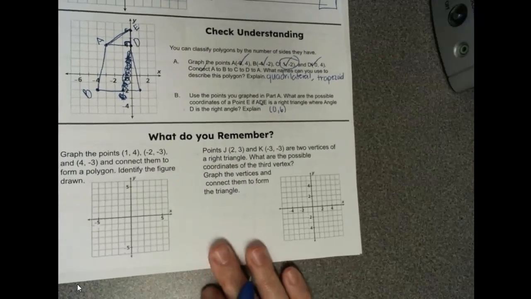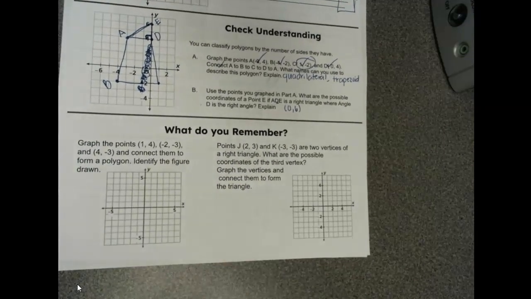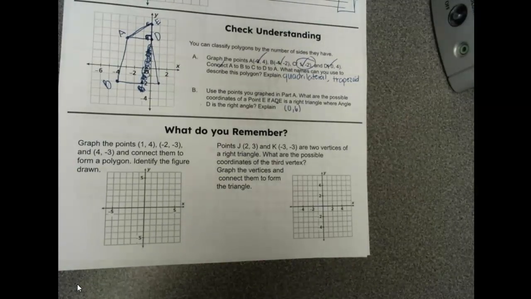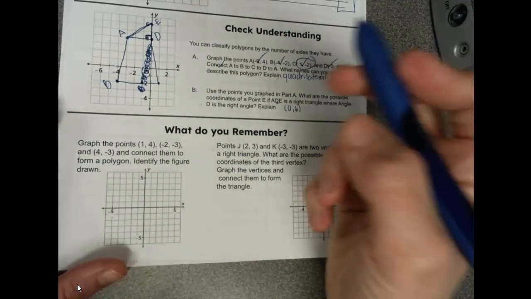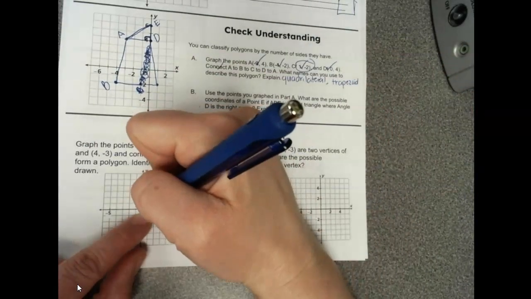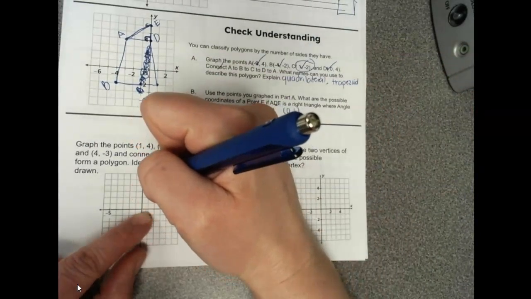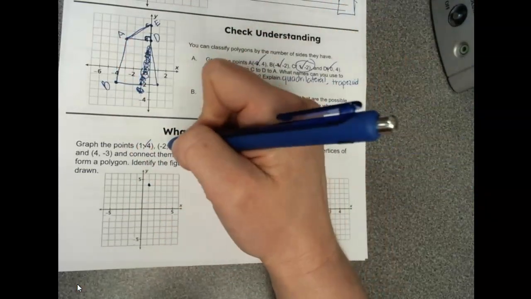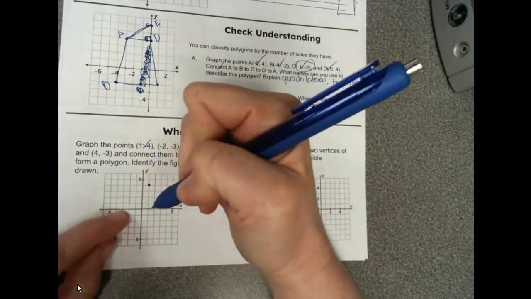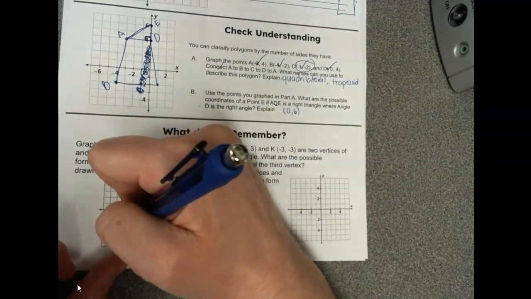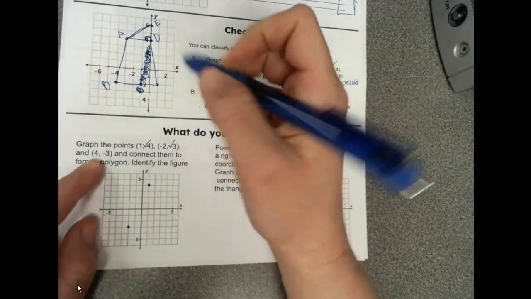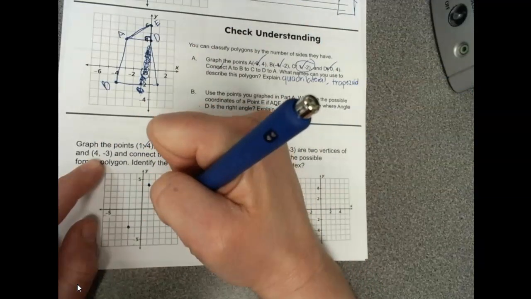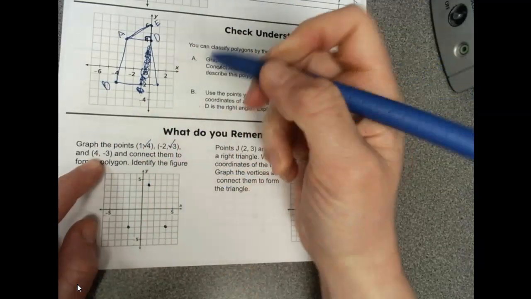And what do you remember? You're going to try this by yourself, and then you're going to start the video again, see how you did. Graph the points. 1, 4. So I run to 1, I jump to 4. And these ones don't have labels on them. This one, -2. I run backwards to -2, and then I fall down to -3. I run to 4, and I fall down to -3.